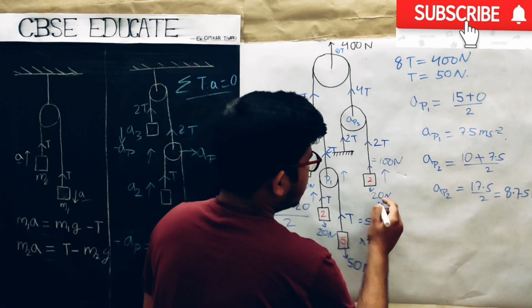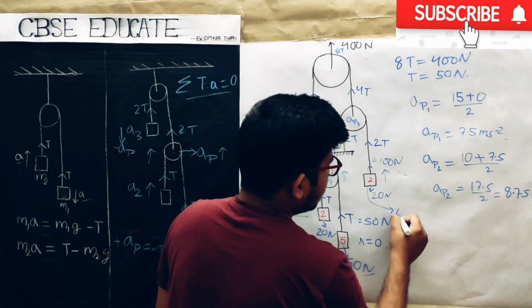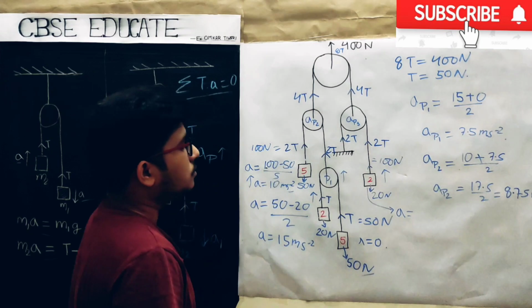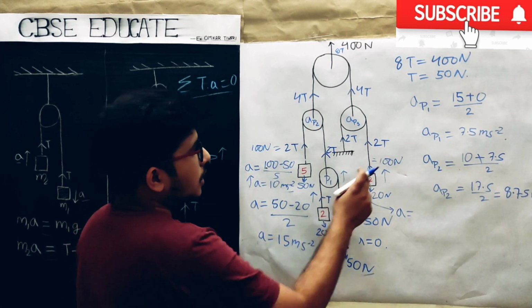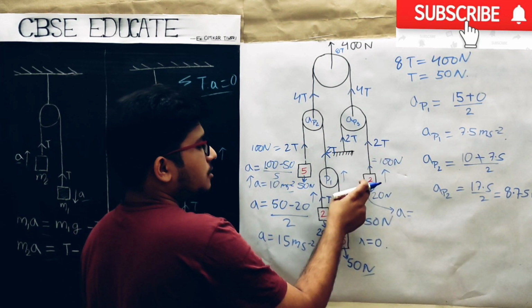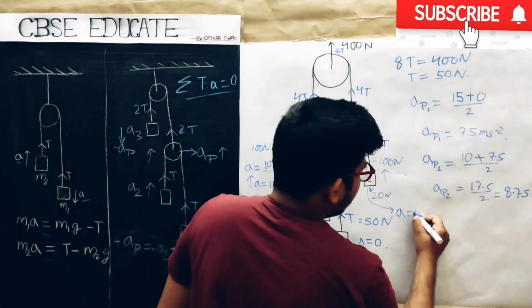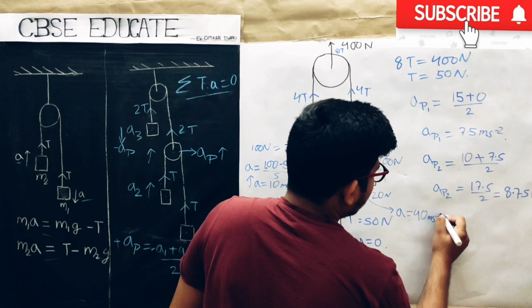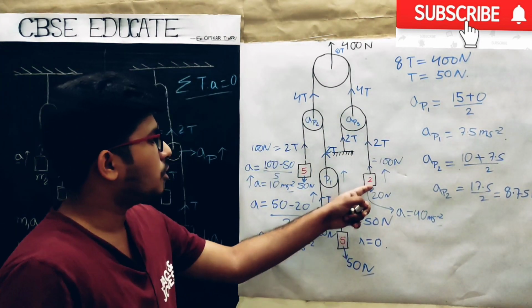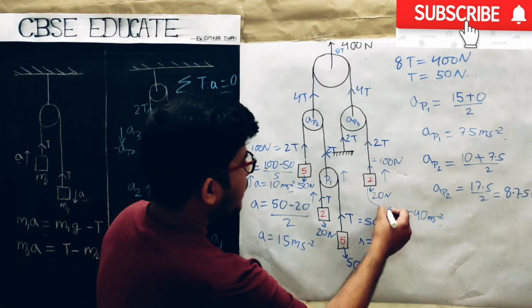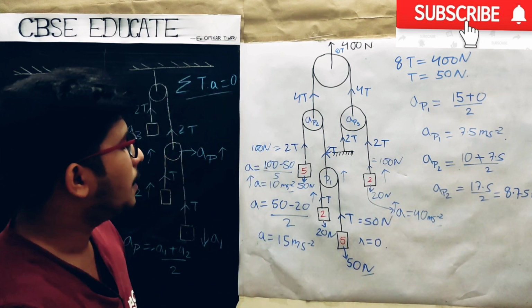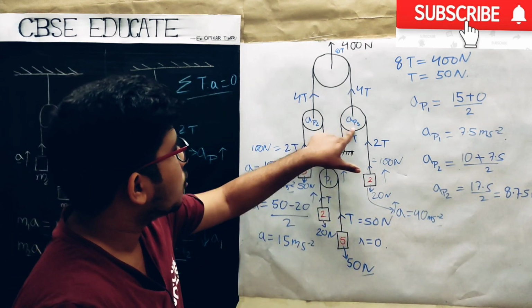So what will be the acceleration for this body? a is equal to what? 100 minus 20 divided by its mass. It means 100 minus 20 divided by 2. So we'll get 40 meter per second square. Acceleration for this body will be 40 meter per second square in upward direction. So now talk about this pulley.